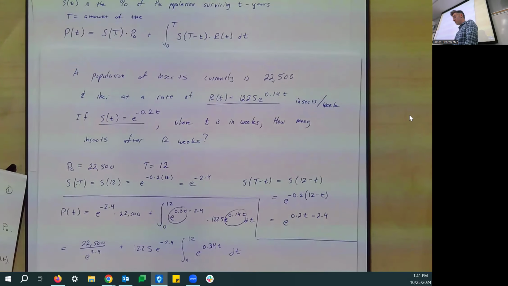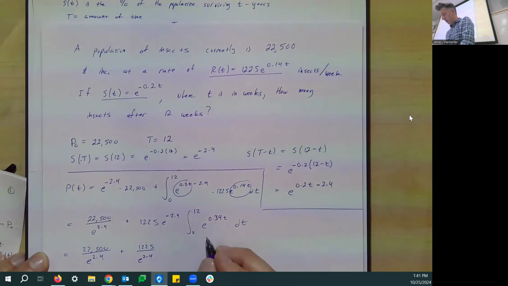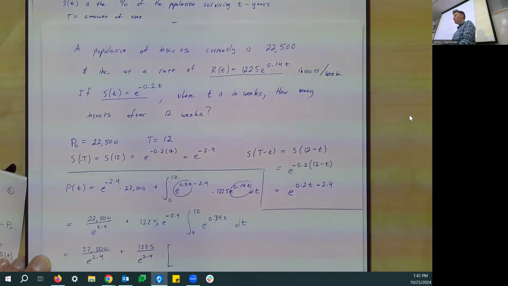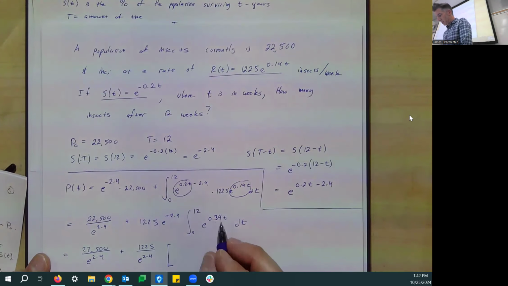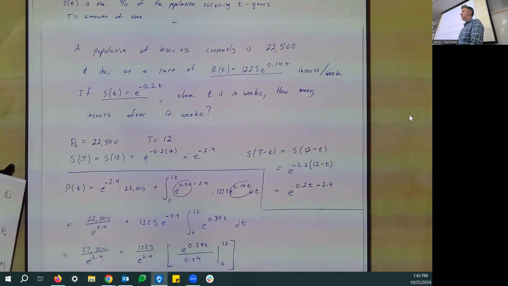And then we're almost done. At some point, you're going to get out a calculator and actually approximate this thing. But here you're going to get 1225 over e to the 2.4. And then we're going to integrate e to the 0.34 t. This is why we talked about those mini u substitutions. I don't want to take the time to write u equals 0.34 t and du equals whatever it's equal to. I just want to know that e to the something times t has an integral of e to the something times t divided by that something, from 0 to 12. And I think we've done enough. I think you can do the rest.